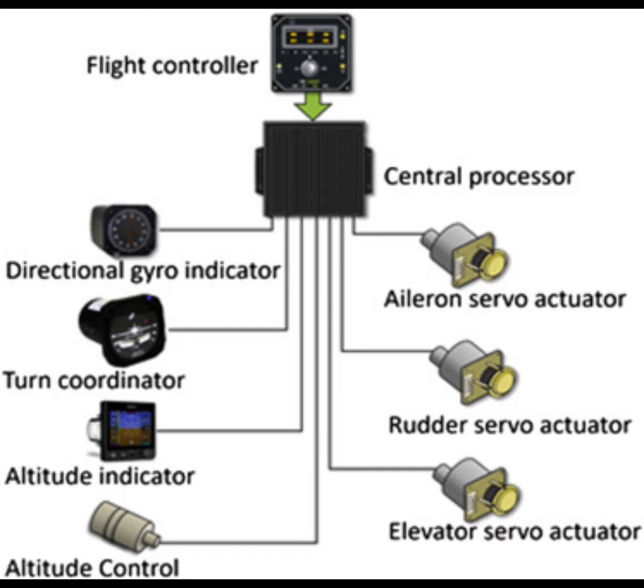What are the basic components of an autopilot system? Gyros, servos, amplifier. What are the sensing elements of an autopilot system? Directional gyro, turn and bank gyro, altitude gyro, altitude control. Directional gyro, turn and bank gyro, altitude control are the sensing elements.